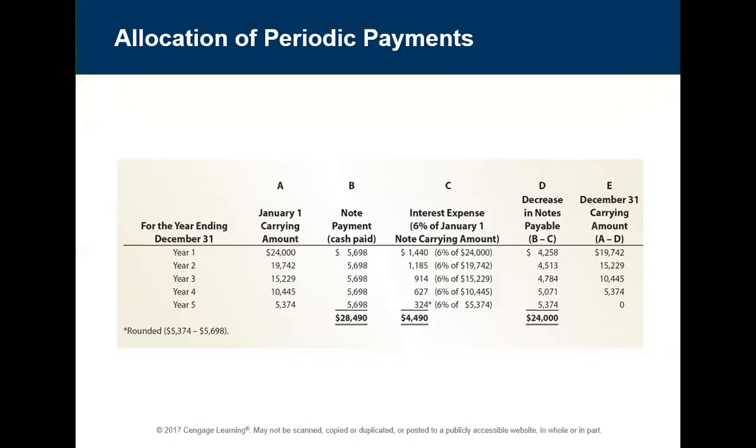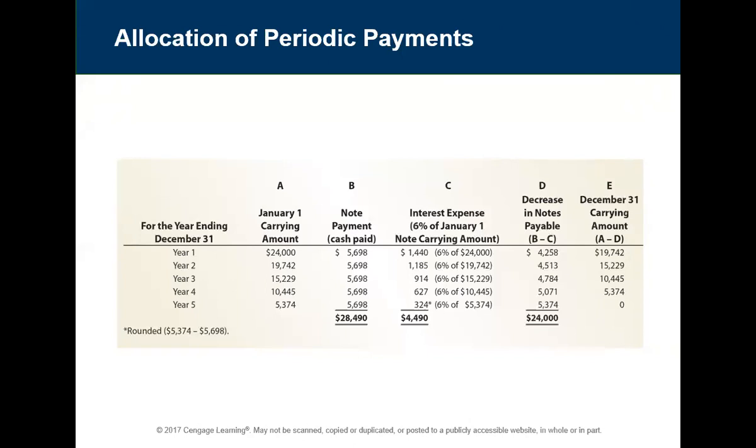They did round the interest in the last year. In the last year we only had $324 in interest, and we paid off the remaining carrying amount. Over time, we've paid a total of $4,490 in interest. So the total cash paid was the principal of $24,000 plus all of that interest, over the 5 years.